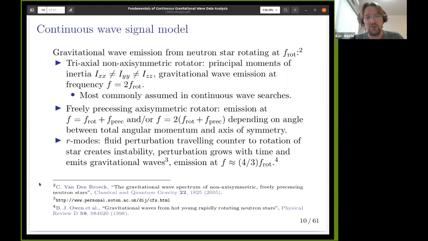And because it's a non-axisymmetric perturbation, that gives you gravitational wave emission. The frequency relationship here is a bit more complicated. It's roughly 4/3 the rotation frequency, but there's about a 10% error in that, depending on the exact physics, which is a lot more complicated than the other two. So those are the three models that we have for how a spinning neutron star would emit continuous gravitational waves. For this section, we're going to assume basically the first one, as it's the simplest to work with.